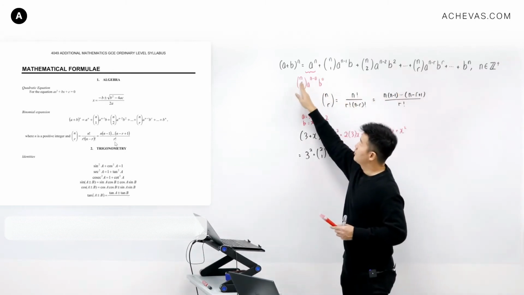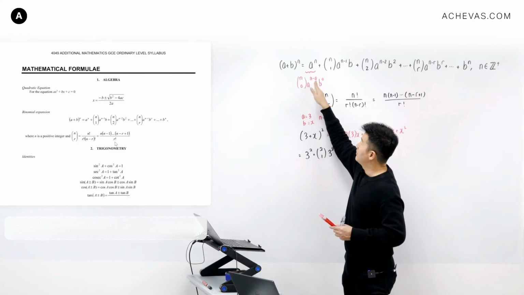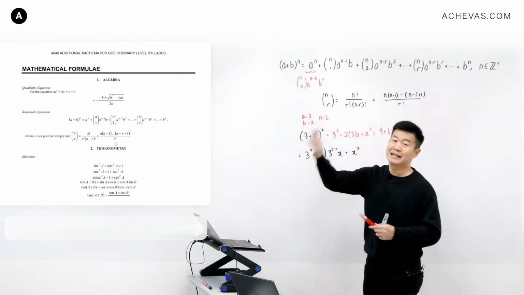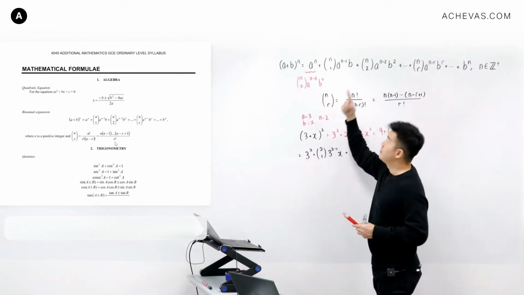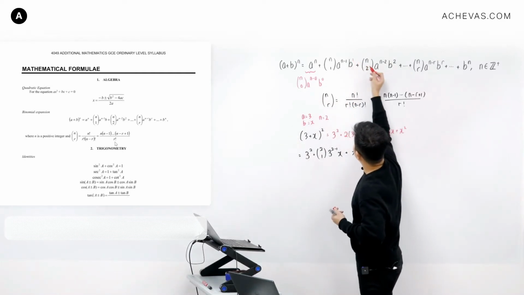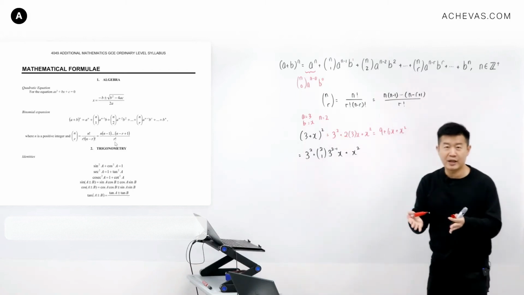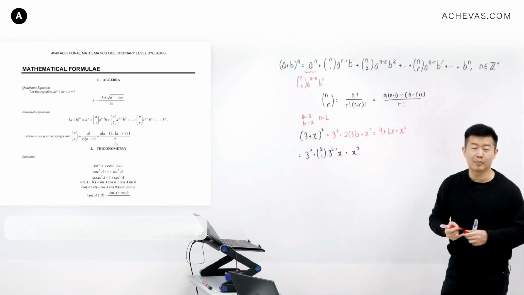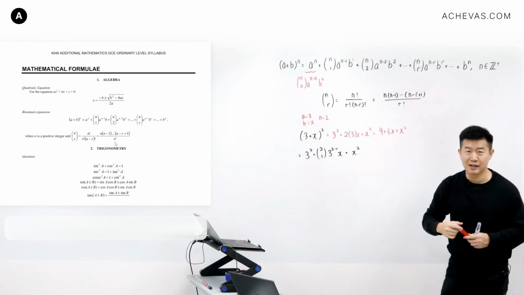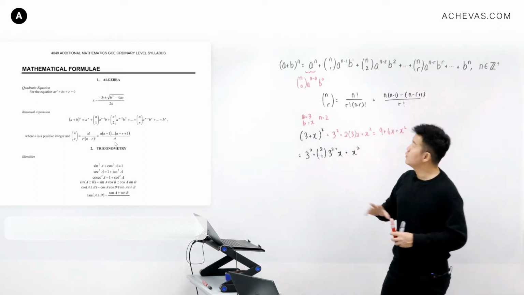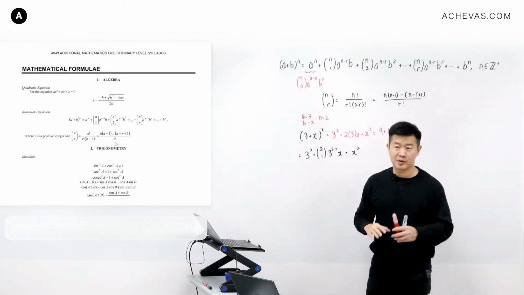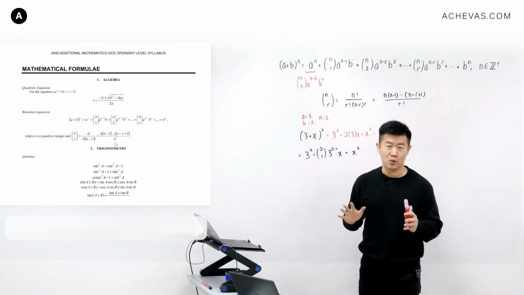So the very first term will be n choose 0, a to the power of n minus 0, b to the power of 0. Then the next term will be n choose 1, a to the power of n minus 1, b to the power of 1. Then n choose 2, a to the power of n minus 2, b to the power of 2. So there is a pattern that is going on. And for n choose 0, the reason why it has been missing from here is because n choose 0 is always going to be equal to 1.